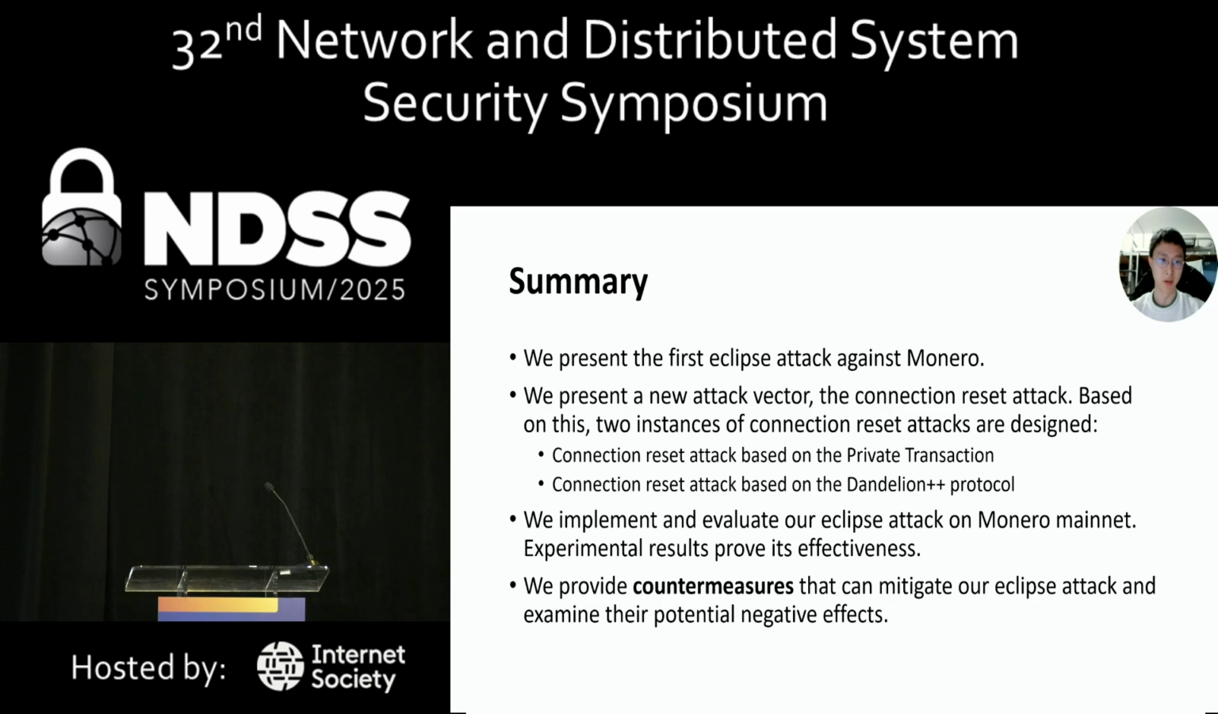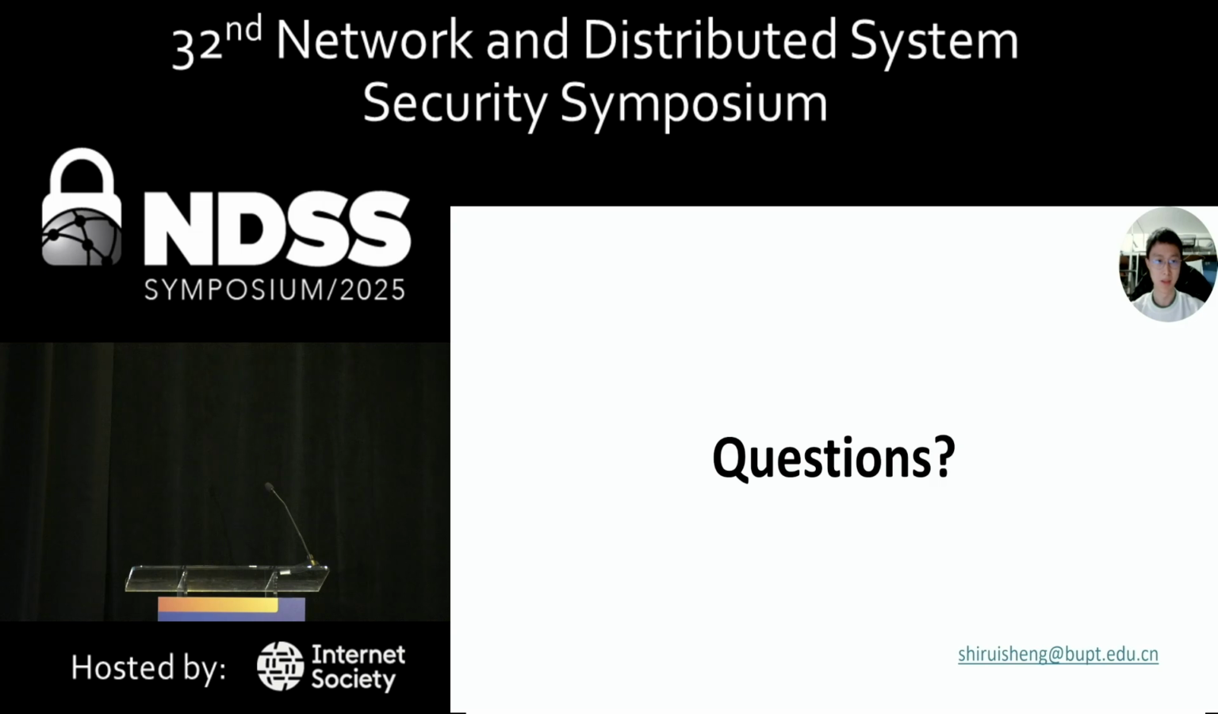To summarize, in this work, we present the first Eclipse attack against Monero, and we present a new attack vector, the connection reset attack. Based on this, we designed two instances of connection reset attack. Also, we implemented and evaluated our Eclipse attack on Monero mainnet, and the experimental results prove its effectiveness. We also provide countermeasures that can mitigate our Eclipse attack and examine their potential negative effects. Thank you for your attention, and I'd be happy to answer any questions.